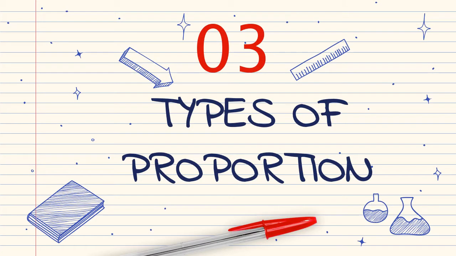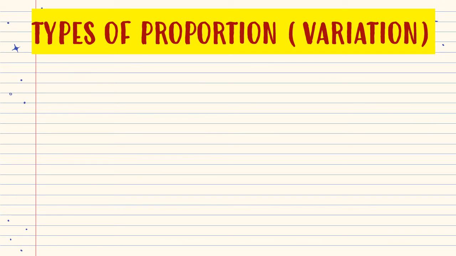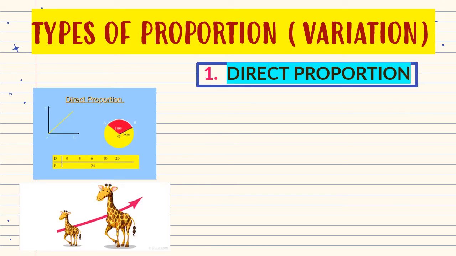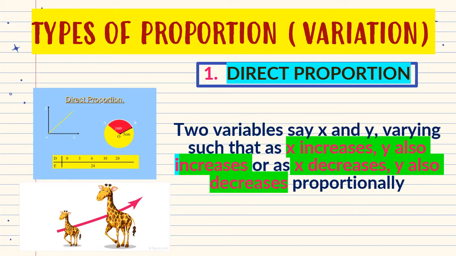Types of proportion. We have direct proportion, so we discuss the variation. In direct proportion, two variables, say x and y, vary such that as x increases, y also increases, or as x decreases, y also decreases. Meaning, if x increases, y also increases. So same silang tumataas, at same din silang bababa.